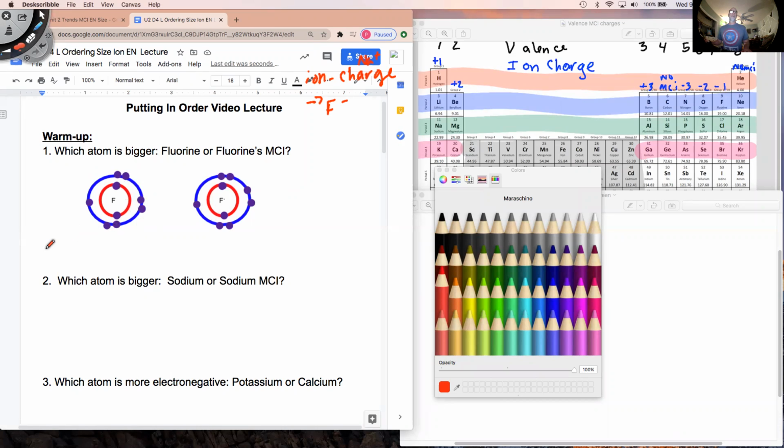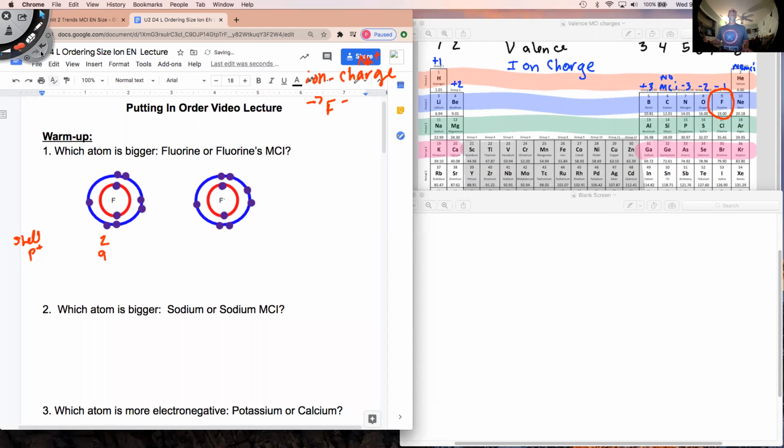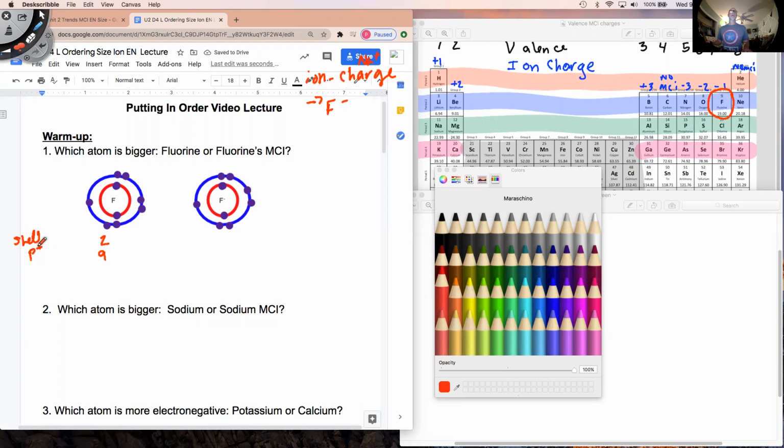This fluorine, ladies and gentlemen, has how many shells? All right, so this fluorine, let's take a look at our shells. This fluorine has 2 shells. How many protons does it have? Fluorine has 9 protons, right? So the protons equals 9, all right? And then we have how many electrons? So right here we have electrons, and the number of electrons is also going to be 9. So we have 2 shells, 9 protons, and 9 electrons.